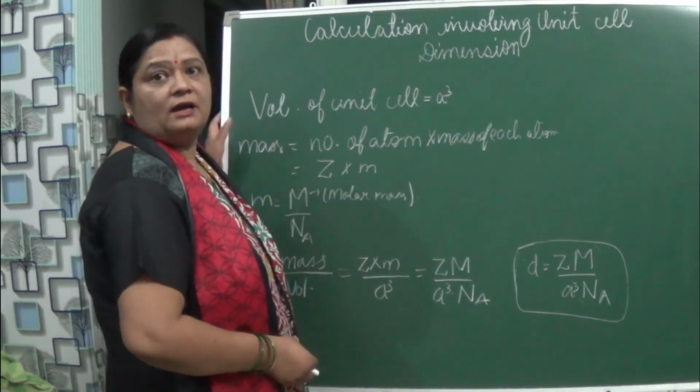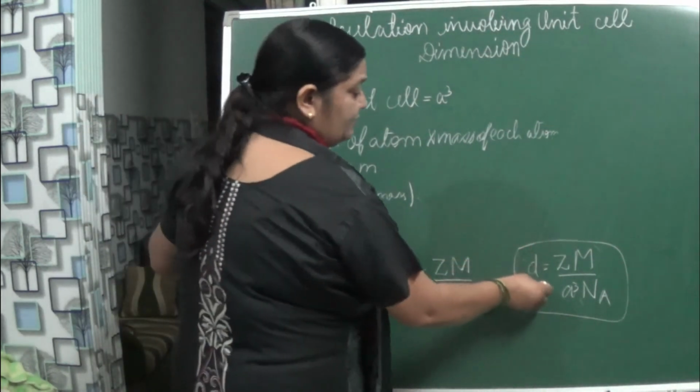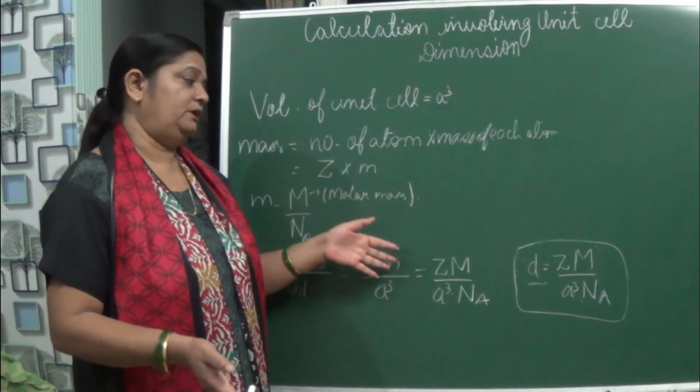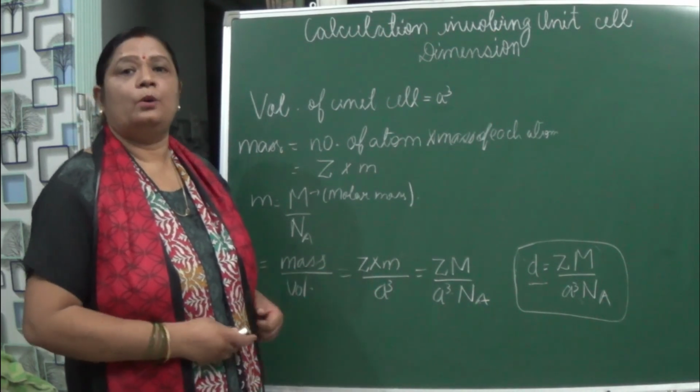These are for the calculation of unit cell dimensions. Now, this density which we are seeing here, I have said it is of the unit cell, but this is of the whole substance only. The density of the unit cell is equal to the density of the whole substance.